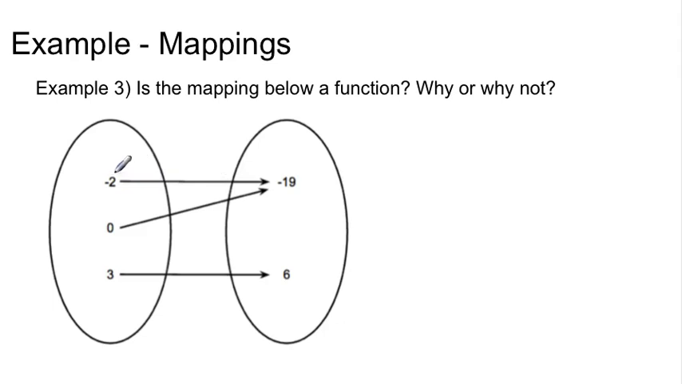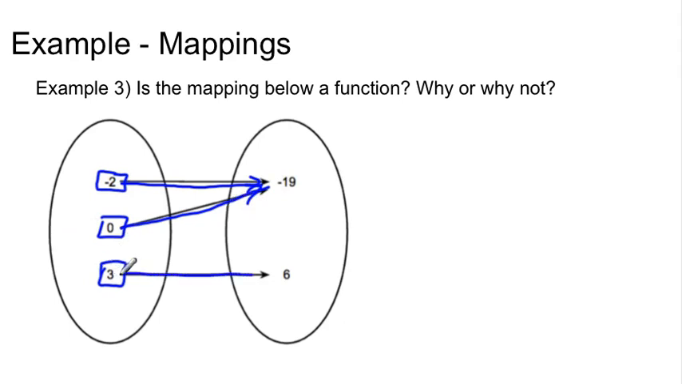So first thing, for the definition of a function, I want to look at each element of the domain. So that's -2, 0, and 3. And then I want to see how many values from the range that domain value connects to. So -2 only connects to one value from the range. So check, it meets the definition of a function. 0 connects with only one element of the range. Check, it meets the definition of a function. Now notice, they both use the same range value, but as far as our definition is concerned, it doesn't matter.